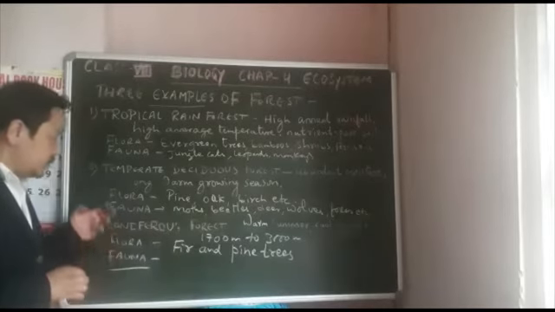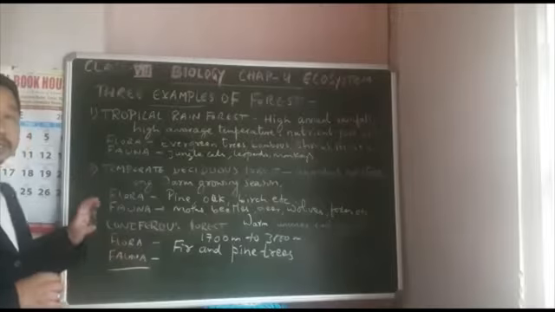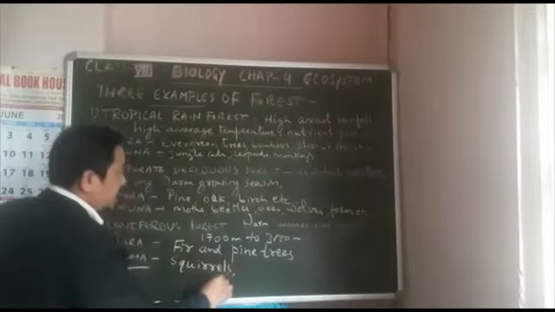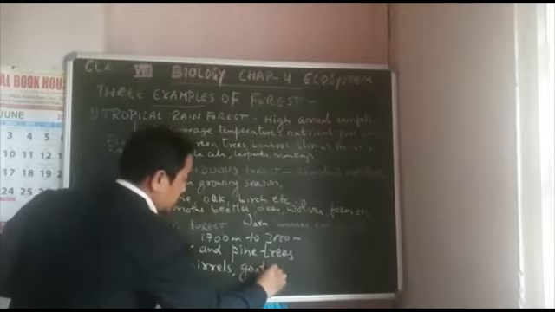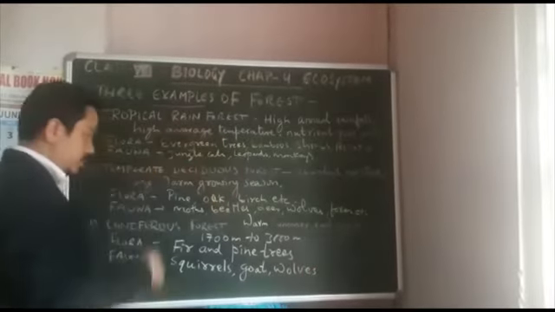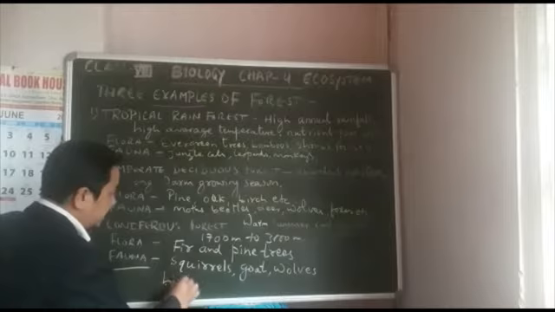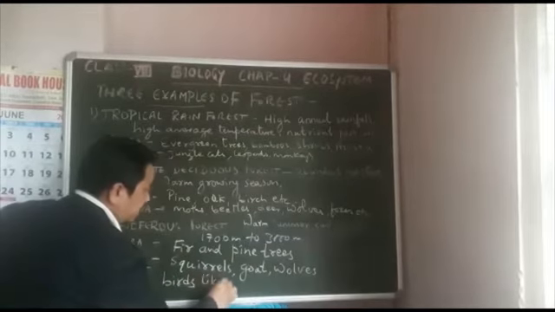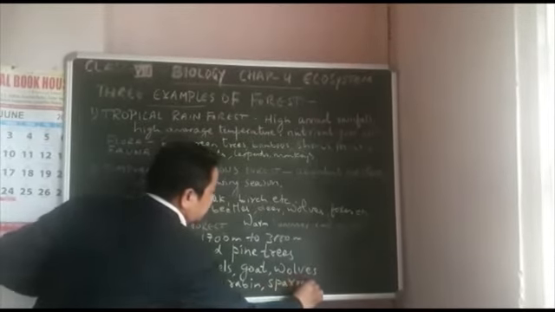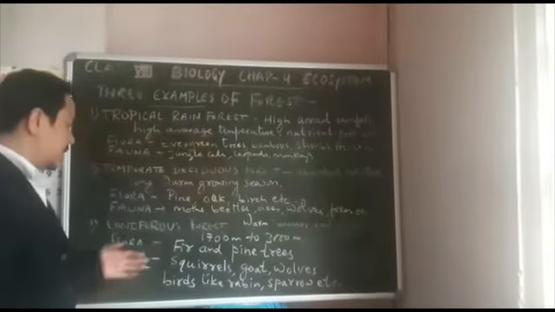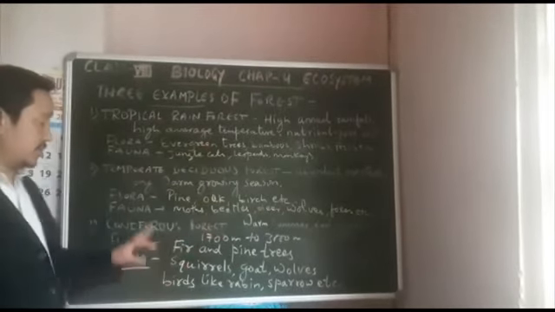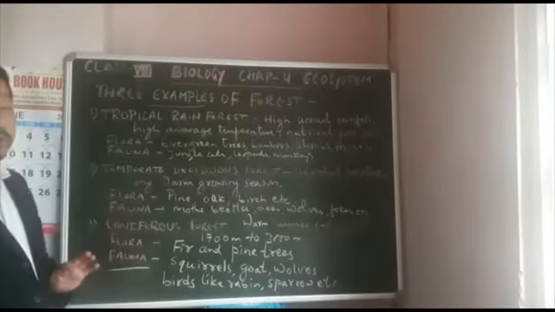And fauna, the animals present in this forest, are squirrels, goat, wolves, birds like robin, sparrow, etc. So these are the plants and animal species present in this coniferous forest.